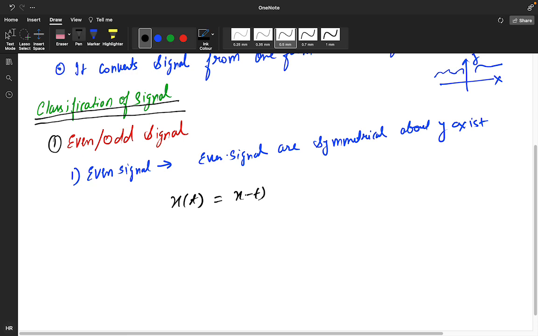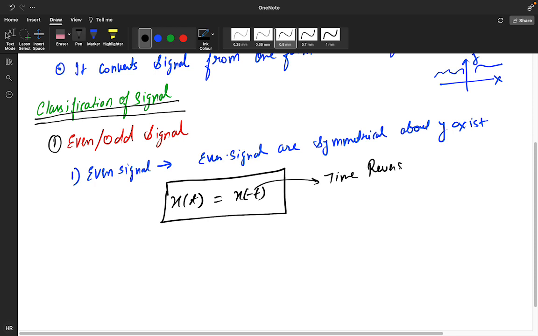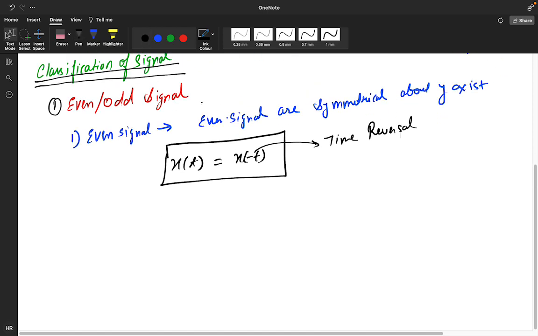And for an even signal, x of t will be equal to x of minus t. This minus is what? It's a scaling; we can say it is a time reversal. Let me give you one example of an even signal. Suppose you have a signal like this.